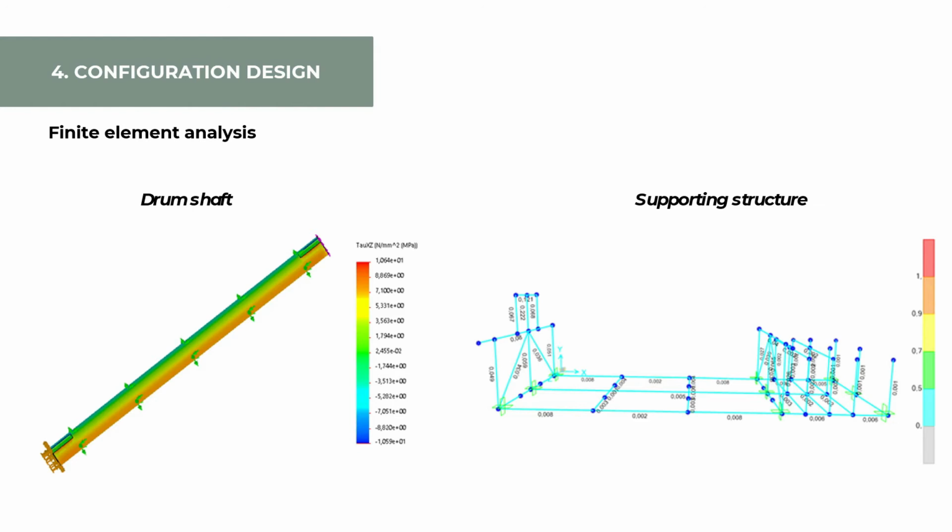The finite element analysis of the critical mechanical components of the machine was made using SolidWorks and SAP 2000 software. One of the critical components of the system is the drum shaft, as it supports the drum and transmits power. The maximum shear stress for the drum shaft under the torsion load shown is 10.64 megapascals.